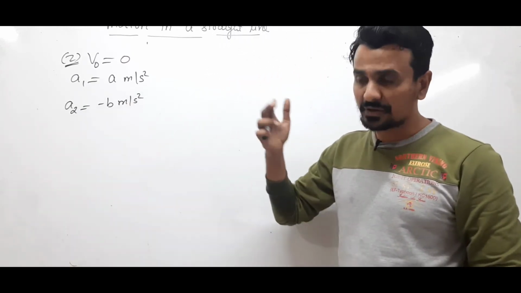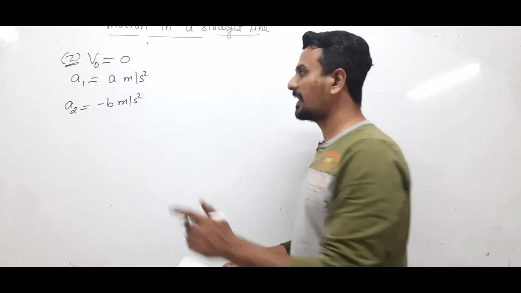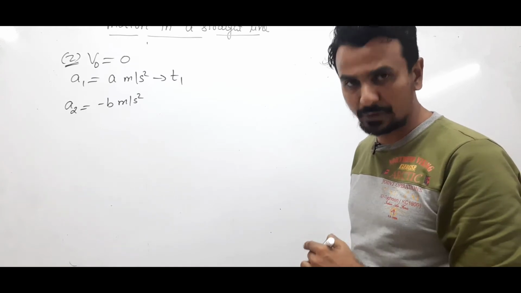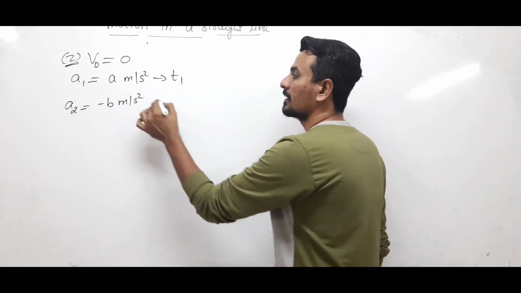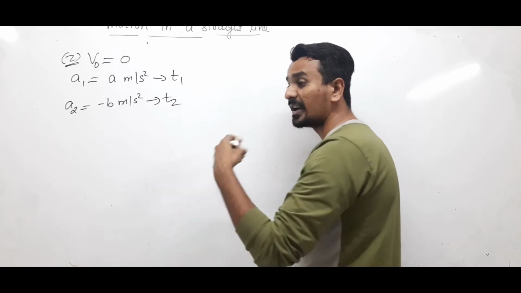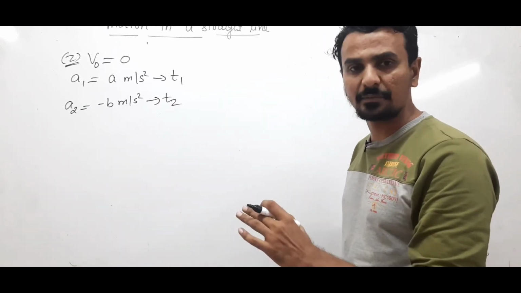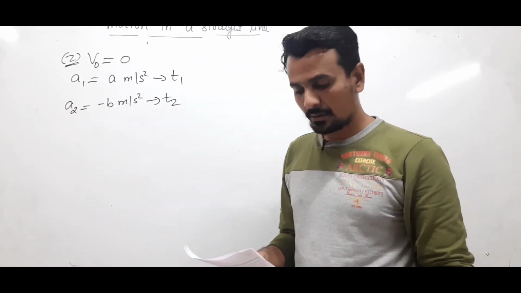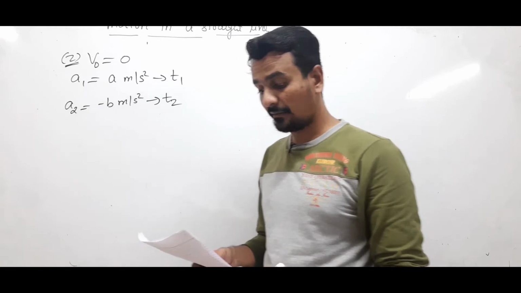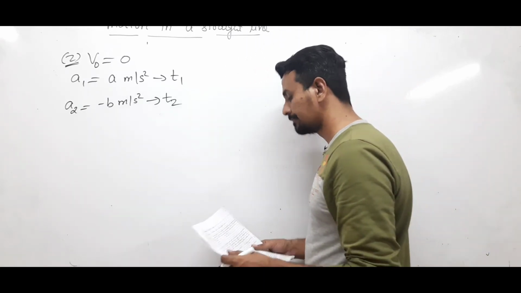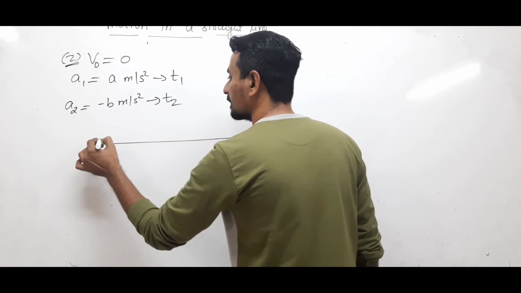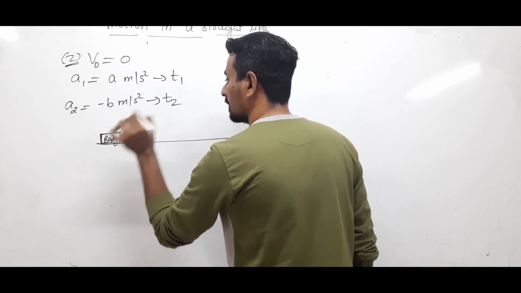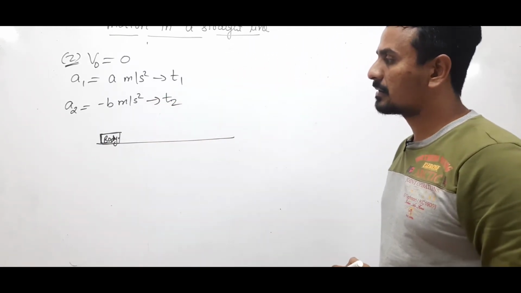That means the question says up to say any time t1, the car is increasing its velocity uniformly. Then for time t2 it is performing retardation, and retardation means velocity keeps on decreasing uniformly, and finally it stops. Okay, if the total time is t, find the maximum velocity. See, we can draw this. We can understand the situation by drawing.